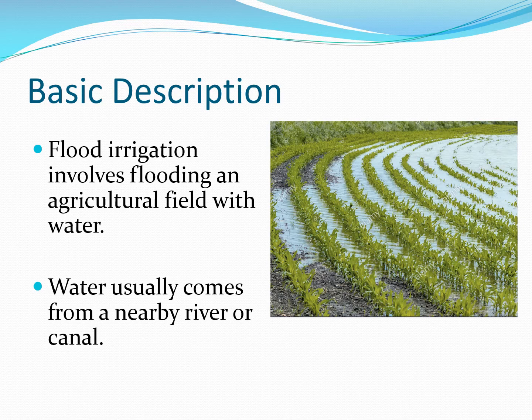So not much else to say about it. But it basically involves flooding the agricultural field with water, covering it in water. I think rice paddies maybe come to mind when you think of this. A lot of developing countries, this would be their main type of irrigation. So water is usually coming from a nearby river or maybe a canal. It takes a lot of water, obviously, to flood a field. So you need a pretty good water source to do that.